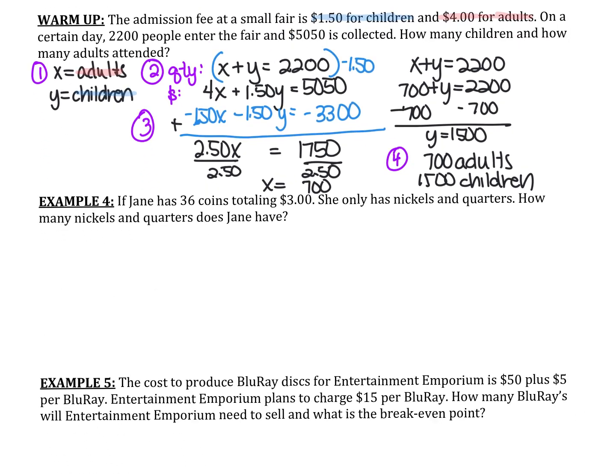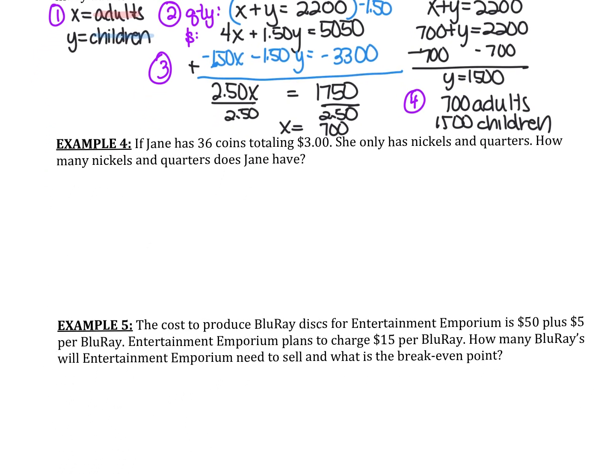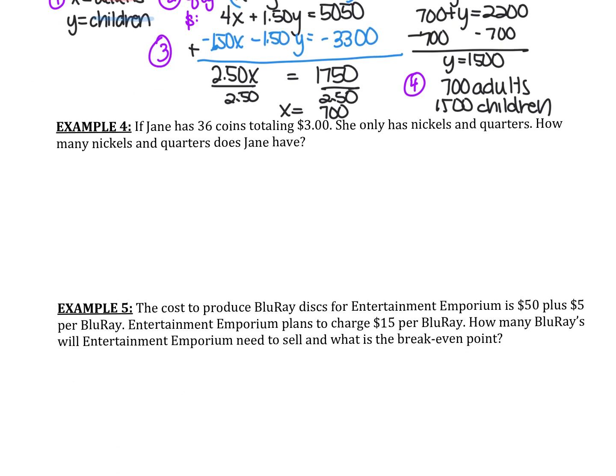Another very common type of word problem that we'll see deals with money. I know we just dealt with money up above, but this deals with coins and values of money. So let's start this one. I'm going to go to the question, and the first thing I'm going to do is define my variables. It says, how many nickels and quarters does Jane have? So I'm going to let x be nickels and y be quarters.